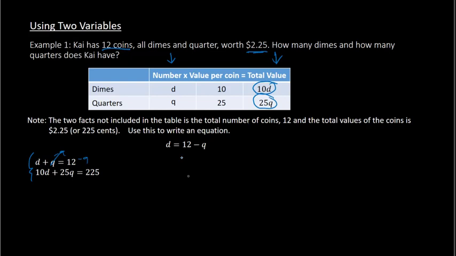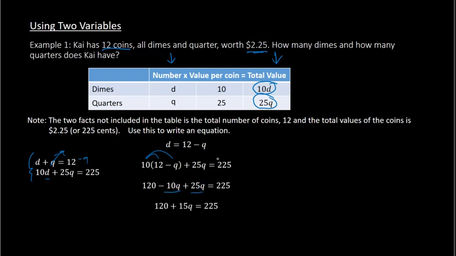So once I've done that, I can then plug 12 minus Q in place of D of the second equation. So instead of 10 times D, we have 10 times 12 minus Q, then plus 25Q equals 225. So to solve, I can distribute 10 times 12 and 10 times negative Q to get 120 minus 10Q. Then these can combine. Negative 10 plus 25 is 15. So I have 15Q. And then I can solve for Q by subtracting 120.